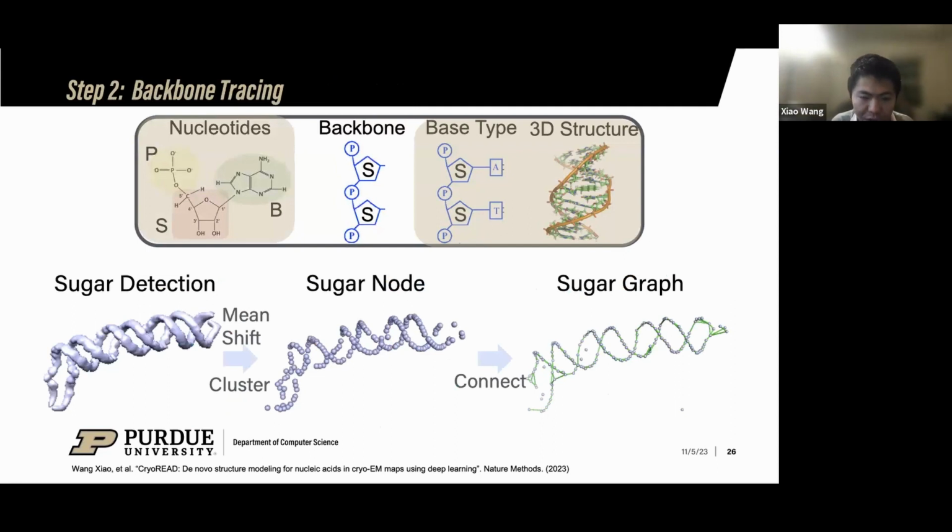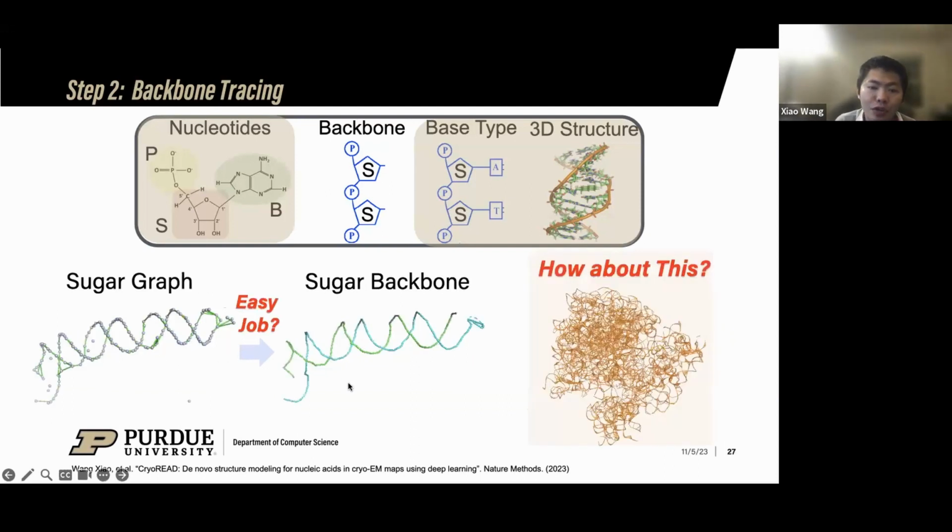When we have those accurate detections, we will focus on how to trace the backbones. With the sugar detections, we first use mean shift clustering to get those representative nodes. And with those representative sugar nodes, we connect them into sugar graphs by geometry constraints as well as the initial sugar detection results. With the sugar graph, we hope that we can trace the sugar backbones from the graph. That's very similar to tracing a path from a complicated graph in computer science.